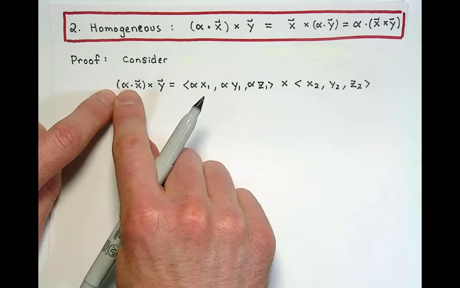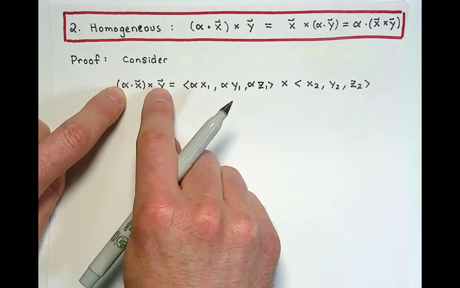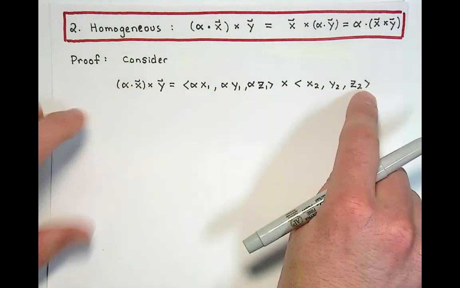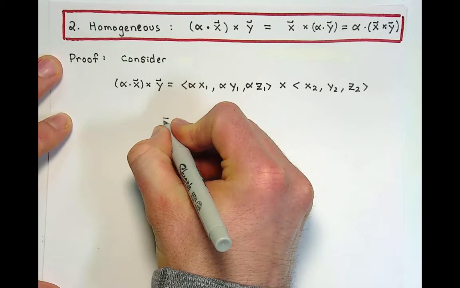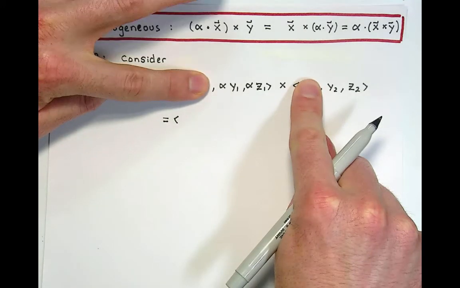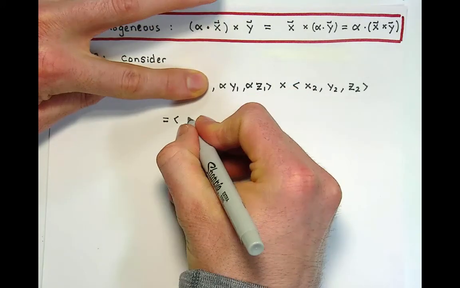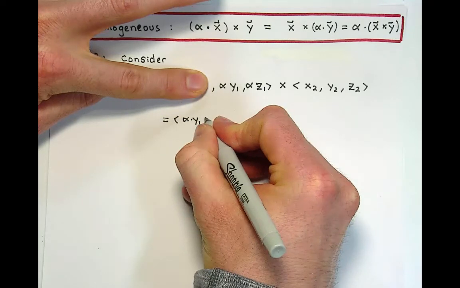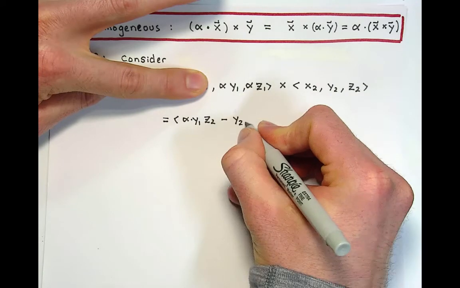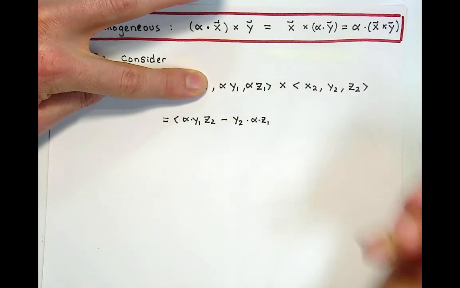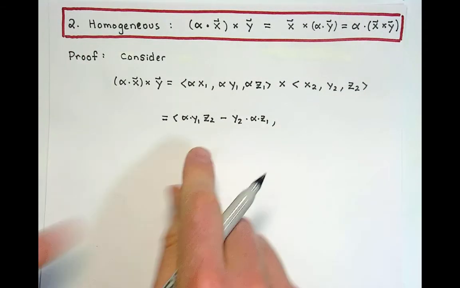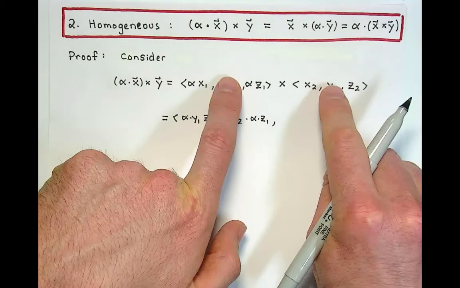Let's go ahead and look at alpha x crossed with y. So here we have alpha times x by the definition of x. Here is y. When we cross these two things together, we're going to go ahead and do this. To get the first component, we cancel out this one, and then we take the area that results. So this would be alpha times y1, and we have z2 there, and we subtract away from that y2 alpha z1. I'm going to go ahead and do this a little bit under.